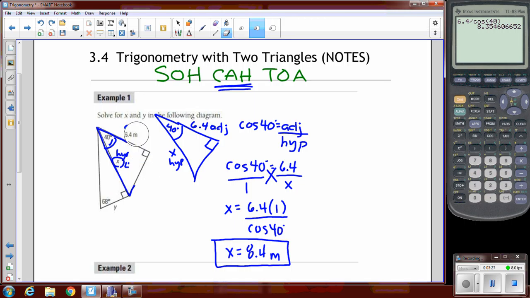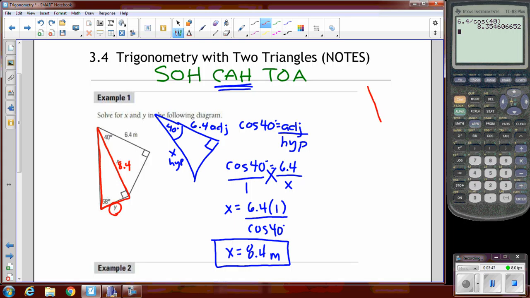So I'm going to go back to my diagram. I'm going to erase all my scribbles, and I'm looking now at this triangle with the 68, and my x, which I just found out to be 8.4. And I'm now trying to find y. So again, I'm going to pull this triangle out, kind of how I see it, like this. Here's the 8.4, here's y, and this is 68 degrees.